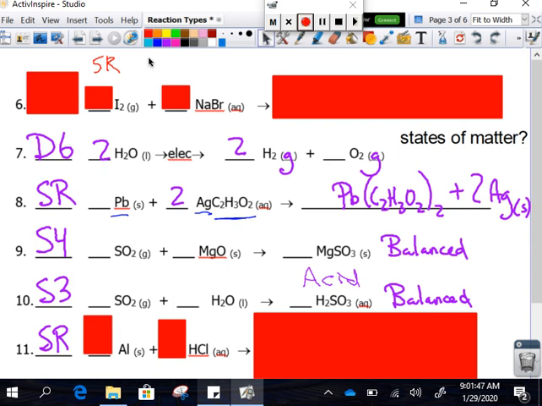What about this single replacement up here, number 6? Iodine is the single element. Bromine is a single element.